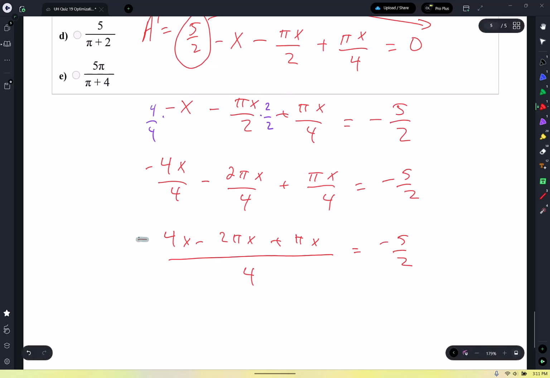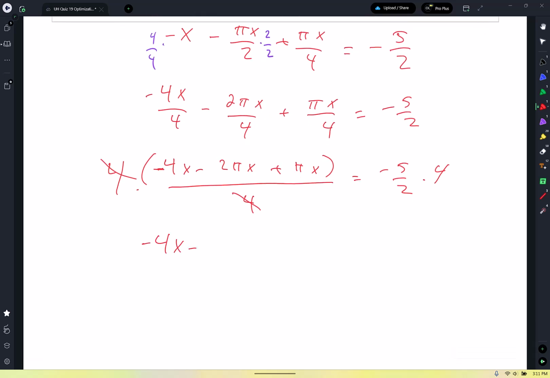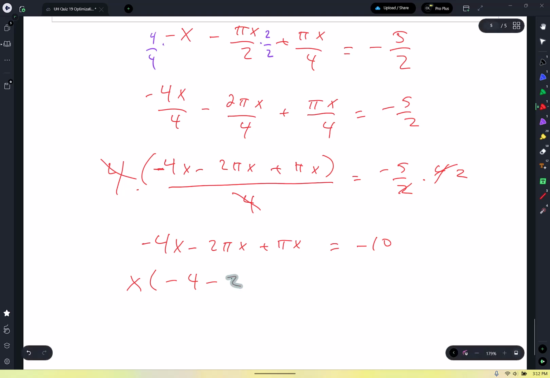That negative is floating. I shouldn't have it floating. That's in front of that right there. Times 4. Whatever I do to one side, I do to the other. So I have negative 4x minus 2 pi x plus pi x equals, 2 goes into 4 twice, negative 10. I'm going to factor out an x. Oh well. Negative 4 minus 2 pi plus pi. So I'm going to say minus pi. Equals negative 10. And then what's my last move?